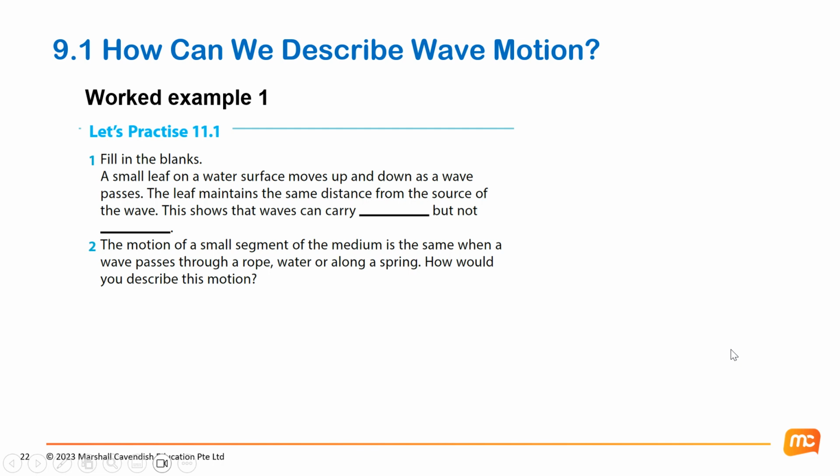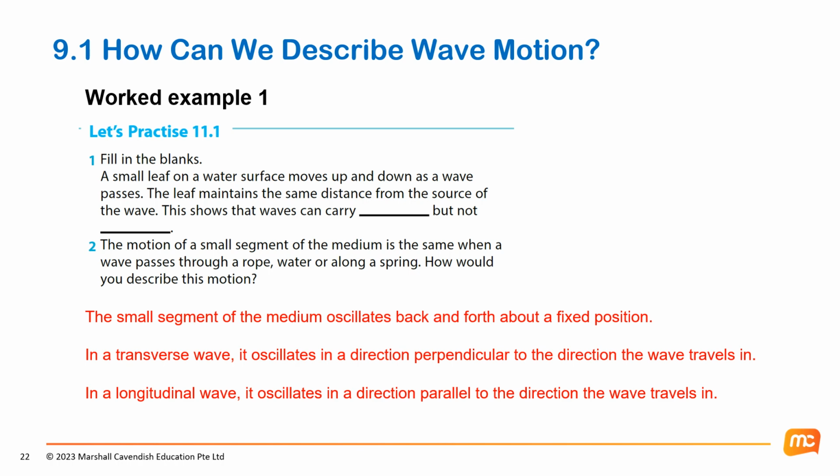So a quick worked example. A small leaf on the water surface moves up and down as a wave passes. It maintains the same distance from the source of the wave. So this shows that waves carry energy but not matter. And then the next one: the motion of a small segment of a medium is the same whether the wave passes through a rope, medium, or spring.